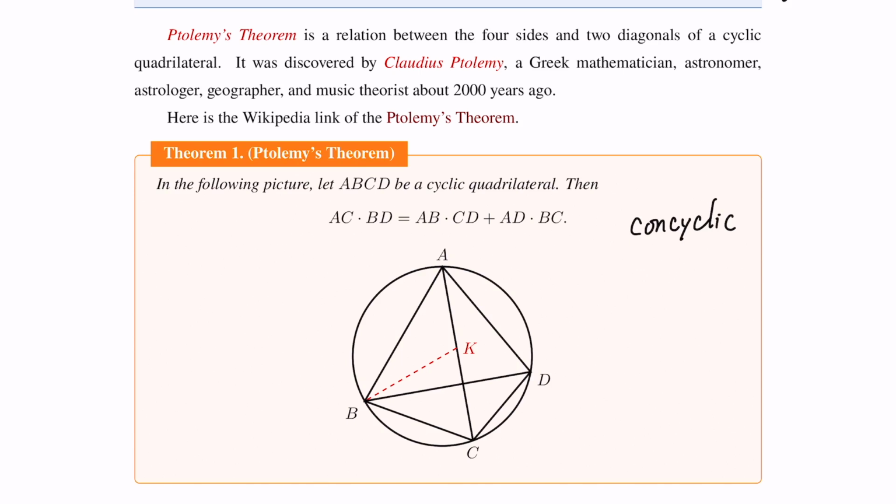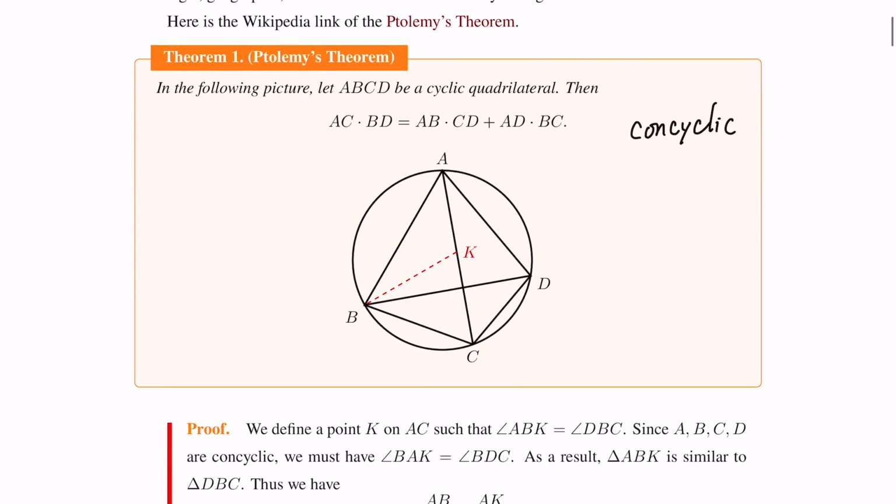The assumption is quite weak, and the conclusion is strong. We assume that ABCD is a convex quadrilateral, and then the product of the diagonals AC and BD is equal to the sum of the products of the two pairs of opposite sides: AB times CD plus AD multiplied by BC. Let me talk about the proof. The proof is quite interesting.